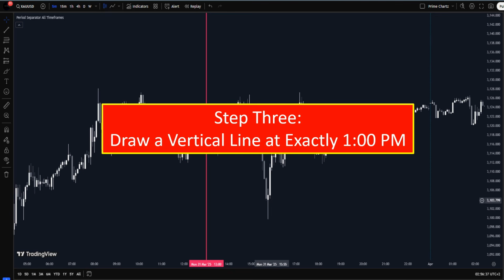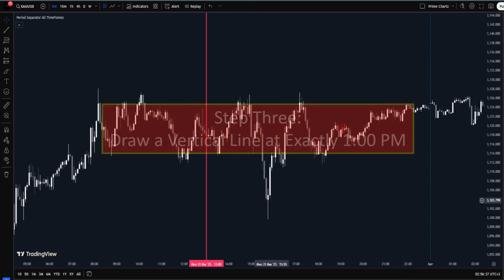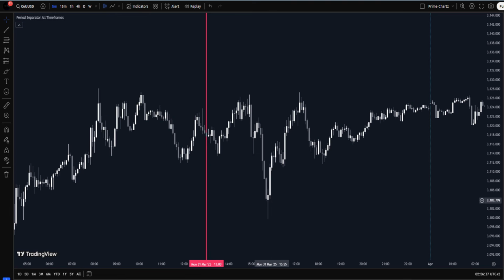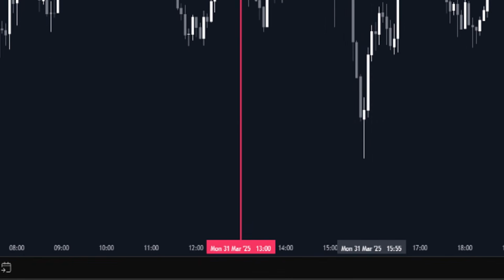Step 3. Draw a vertical line at exactly 1 p.m. This is where we start getting tactical. Draw a vertical line at exactly 1300 hours, or 1 p.m. sharp, on your chart, and make sure it's visible every single day.